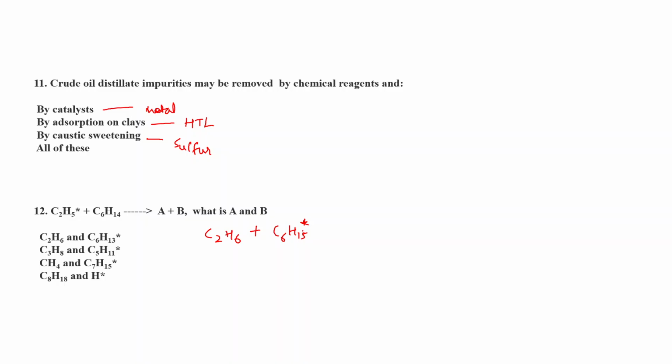Sorry, C6H30. One hydrogen will be going from here to here. The answer is the first one.